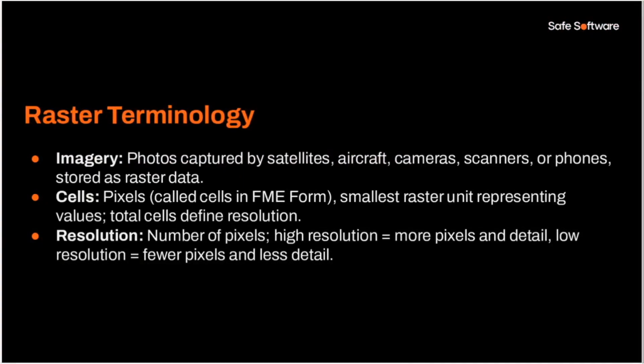Raster terminology. Here I'll cover some common terms used in the imagery world. Imagery is any type of photograph captured by electronic devices such as satellites, aircraft, cameras, and mobile phones. Imagery is comprised of pixels. Within FME, these are referred to as cells. This is the smallest unit of a raster image representing one or multiple values. The total number of cells will define an image resolution. The resolution is the real world size of a pixel. High resolution has more pixels, so it will be more detailed, while low resolution has fewer pixels. It will be less detailed.